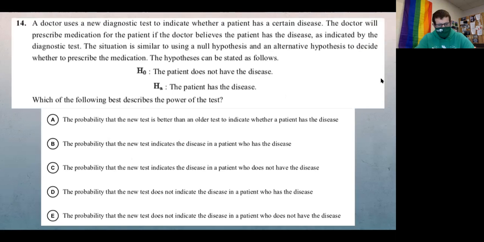Okay, so similar thing here. We've got a doctor who uses a diagnostic test. Anyways, I'm going to skip down. Here's the alternate and the null hypothesis. You can read those. Which best describes the power of the test? So which one does that align with? No, I mean, that's good to kind of verbalize it first.